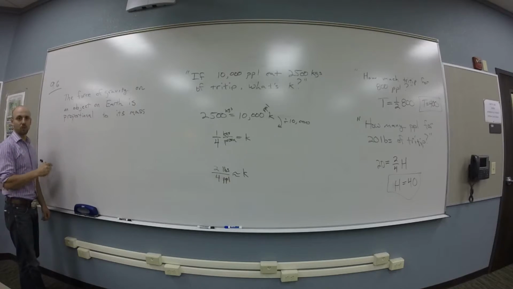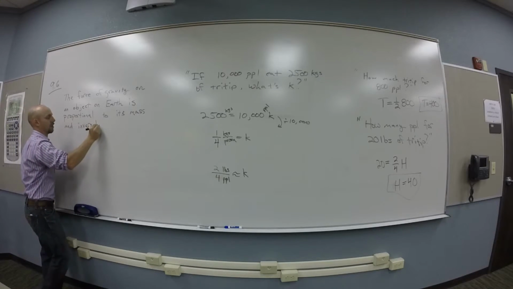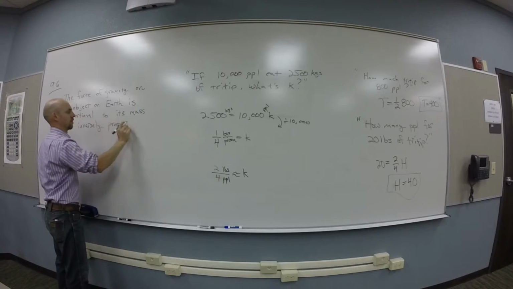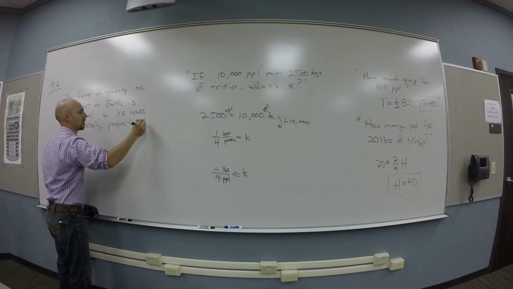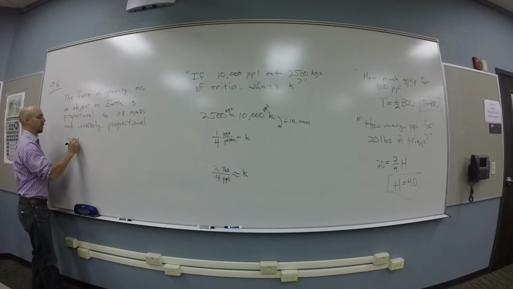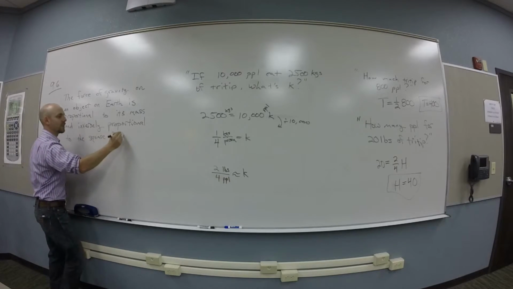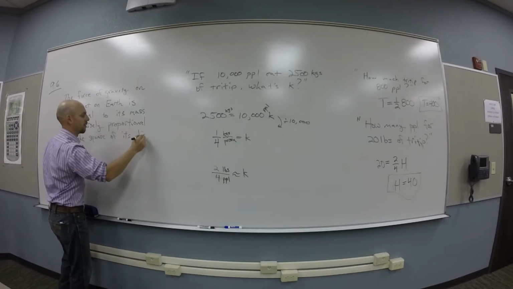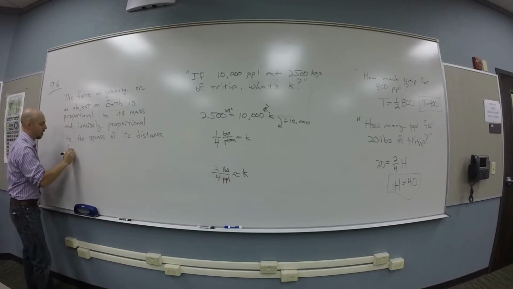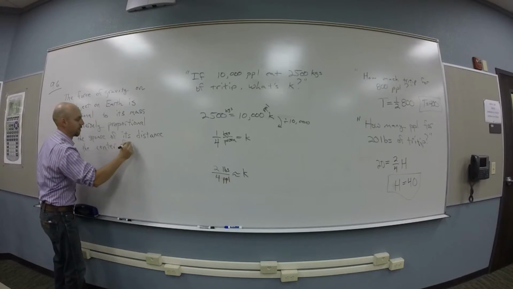So it's proportional to its mass and inversely proportional to, and this is where things get wacky, the square of its distance from the center of the Earth. We're going to journey there.